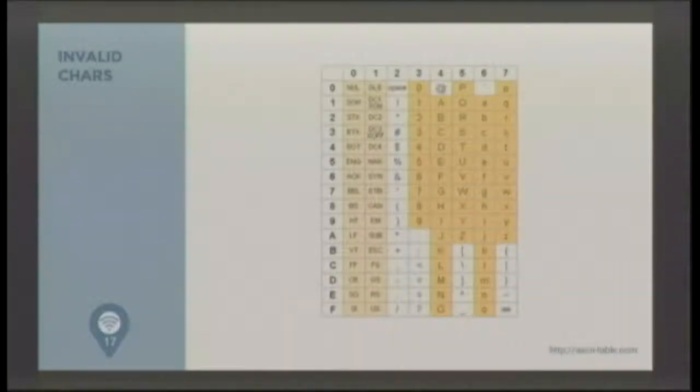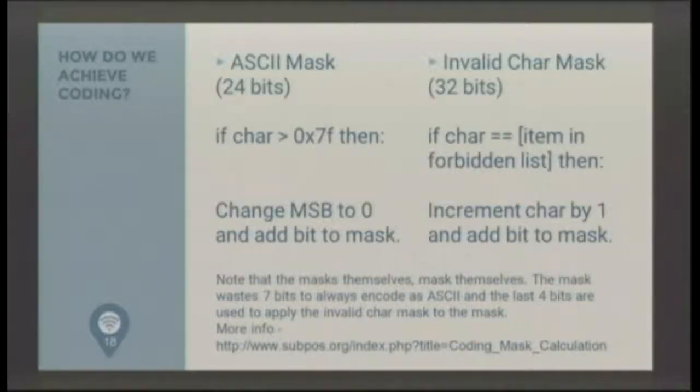why don't you just use an existing coding standard like Base64 or whatever? That's the problem. You can't just use any encoding scheme. You have to go about a bit of a custom way, because stuff doesn't work sometimes. So the coding masks themselves, there's two of them. There's an ASCII mask which will encode out any characters over hex 7F, and also an invalid character mask, so if a character exists in an invalid list of characters, get rid of it.